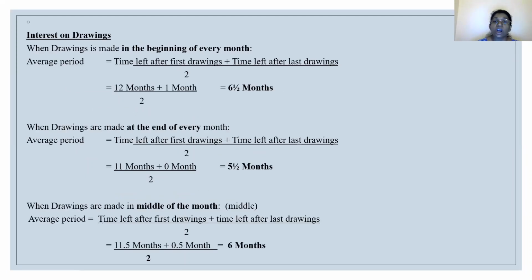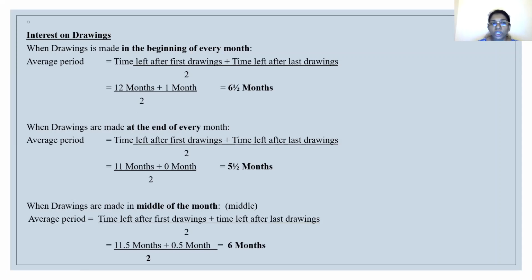So let's look at how we are going to record the interest on drawing. Normally this drawing can be done at the beginning of each month, at the end of each month, or at the middle of each month. At the same time, they can do the drawings whenever they need. So if they are going to do it on a regular basis, we are going to calculate the average period to calculate the interest on drawing.